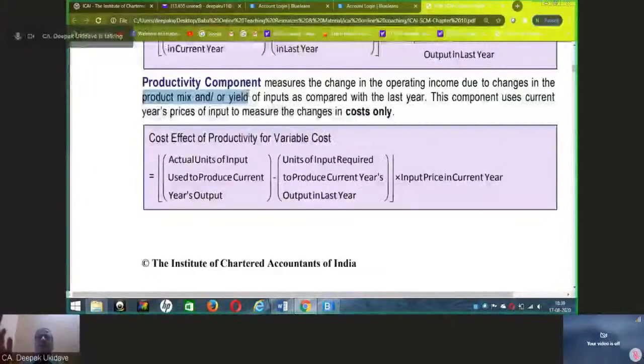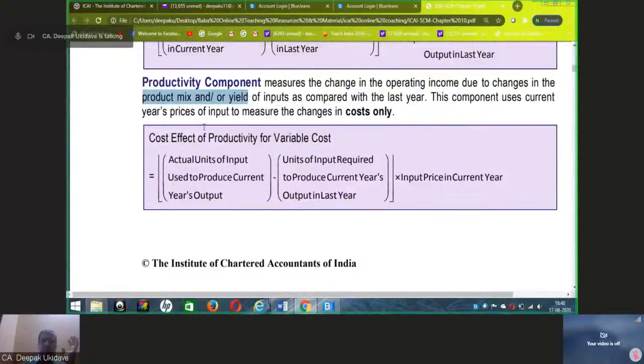Is there any wastage of input? If input is 100 kg, output could be 97 kg. That 3 kg is the process loss. Process loss could be normal loss, it could be abnormal loss. If it is normal loss, it cannot be controlled. But abnormal loss can always be controlled. So management always measures this input-output ratio or product mix or product yield, and that is nothing but measuring the productivity. So productivity component will measure the change in operating income on account of change in the product mix or change in the yield. Basically, it is the volume effect.